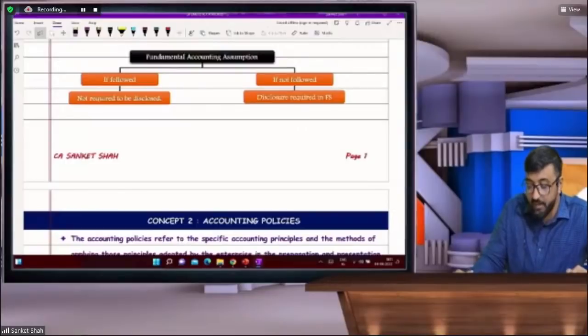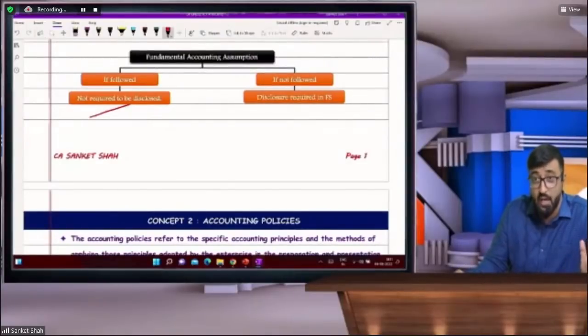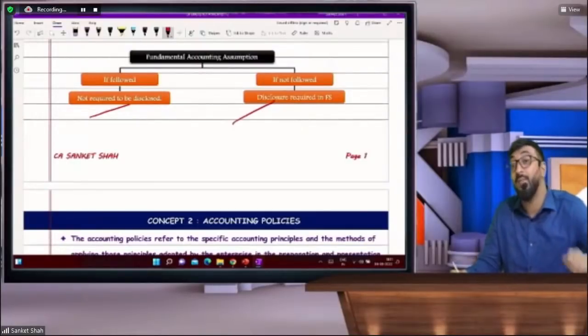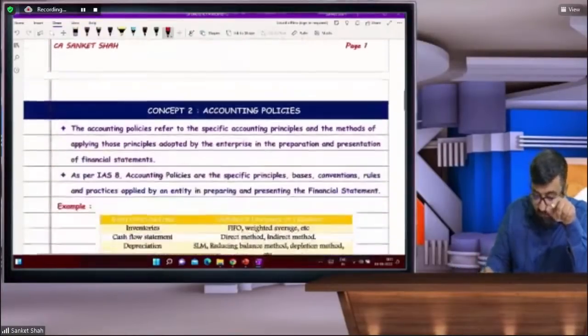Second one, in fundamental assumptions, if you are following these fundamental assumptions, you are not required to disclose them. But suppose you are not following a fundamental assumption, in that case this is a disclosure. You have to write it in the financial statements. So if you are not following it, then you have to disclose it. This is very, very important.